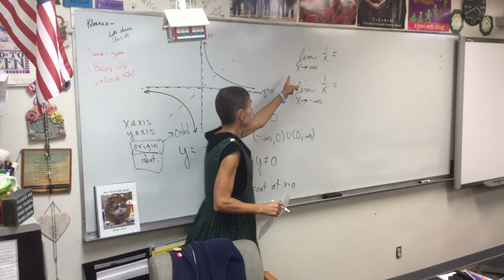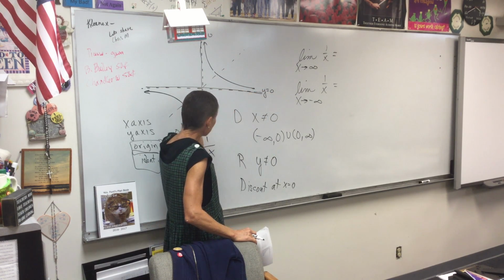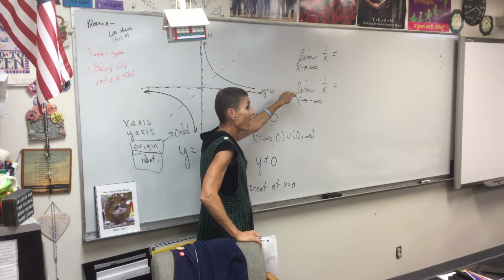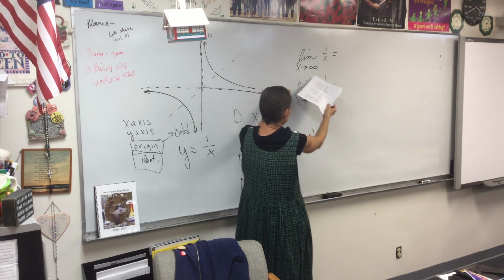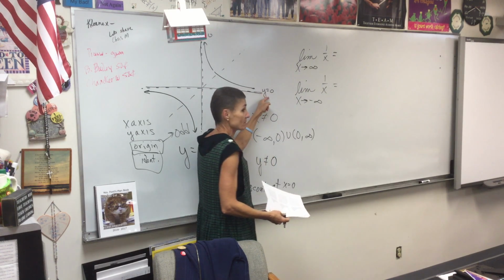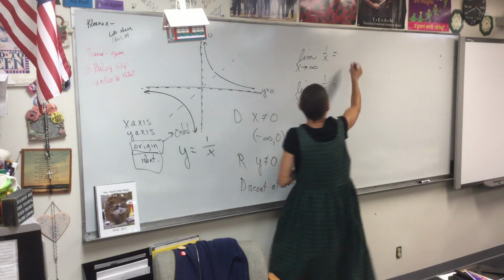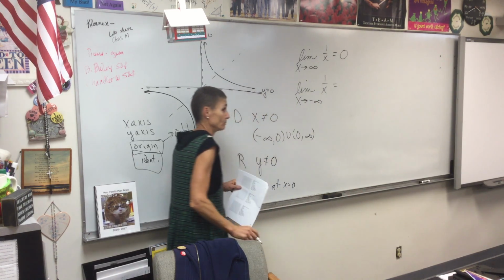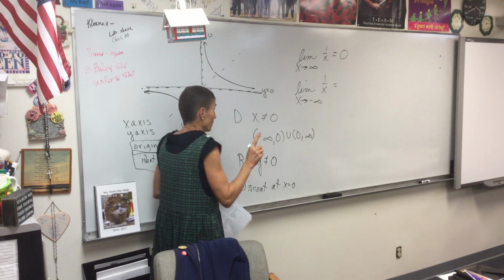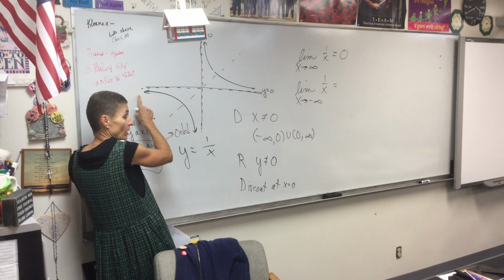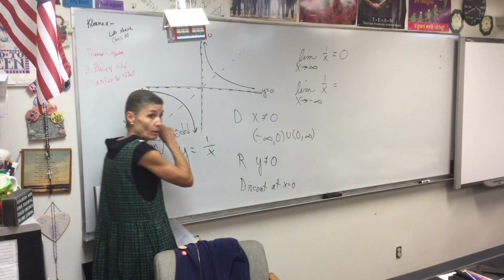Okay, so as x approaches infinity, now I'm looking at x. What's happening to the y values as x approaches infinity? As I head off the page this way, what's happening to my y values? They're getting closer to 0. So your end behavior, you're approaching 0. Now, what happens when I head off the page this way? They're also approaching 0, right?